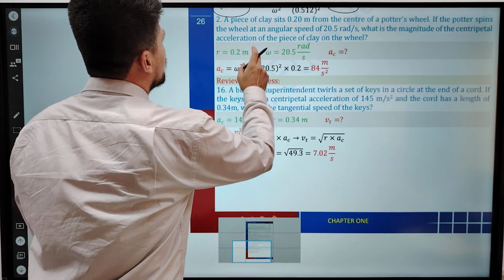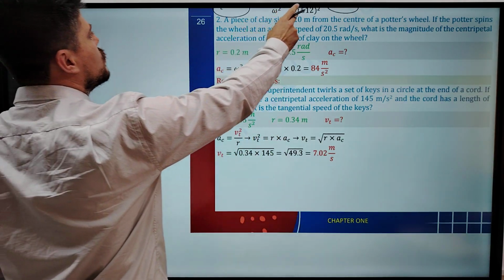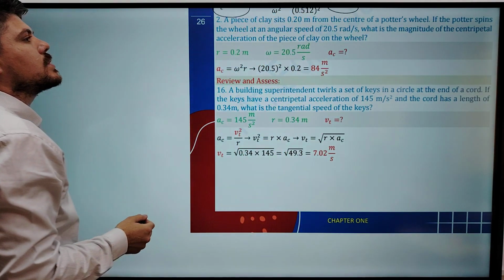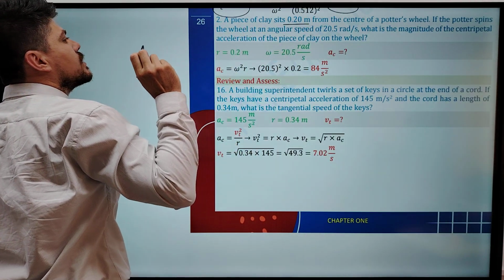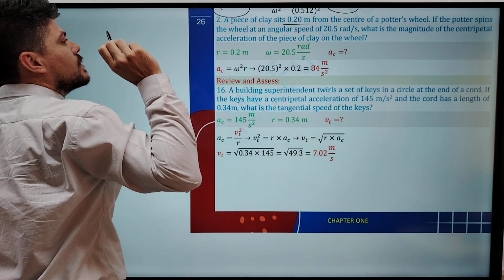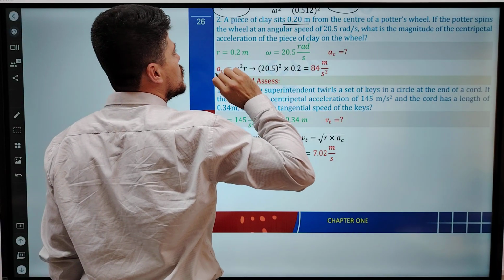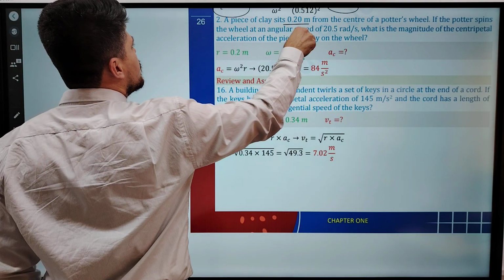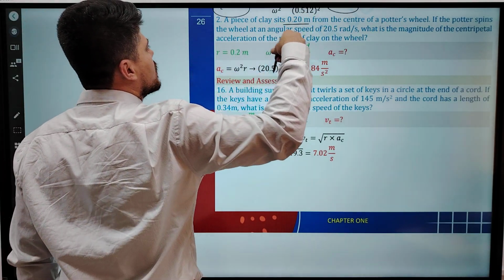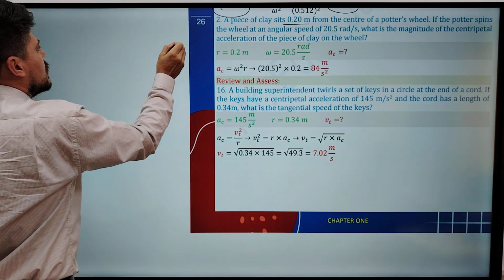Question 2. A piece of clay sits 0.2 meter from the center of the potter's wheel. What is this? 0.2 is the radius of the circular path, the distance from the center to the piece of clay, okay? The piece of clay sits 0.2 meter from what? The center of the potter's wheel.